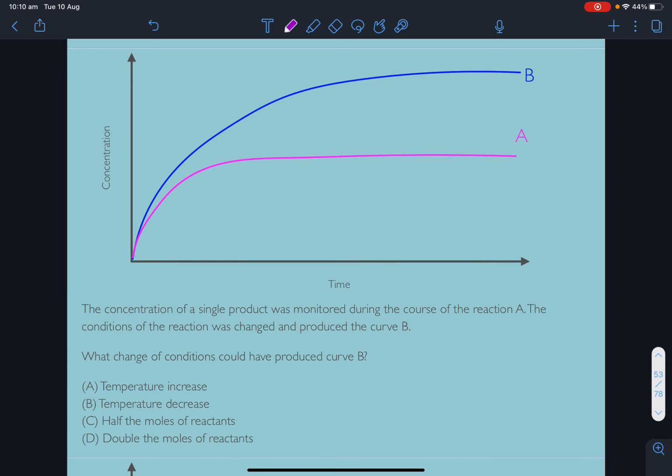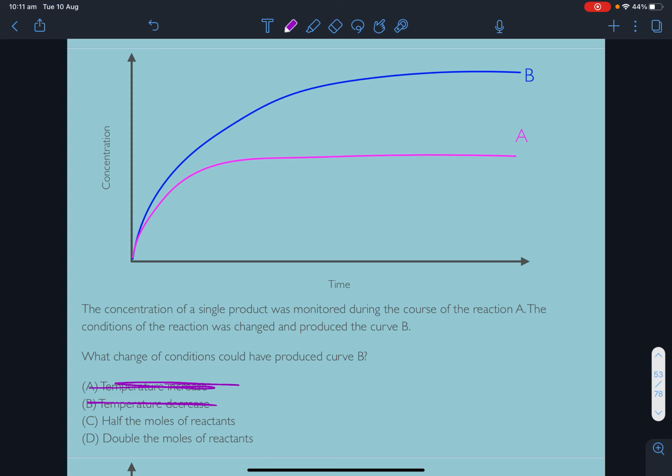Same type of thing. I think I've just copy pasted this question, but I've changed the curves here. You can see different rate and different finishing points for A and B. So what conditions could have done it? If it was just a temperature increase, we'd get a steeper curve, but they'd meet at the same point, because you had the same amount of reactants. No. If it was a temperature decrease, they'd end at the same point, but you'd get a shallower graph. So no.